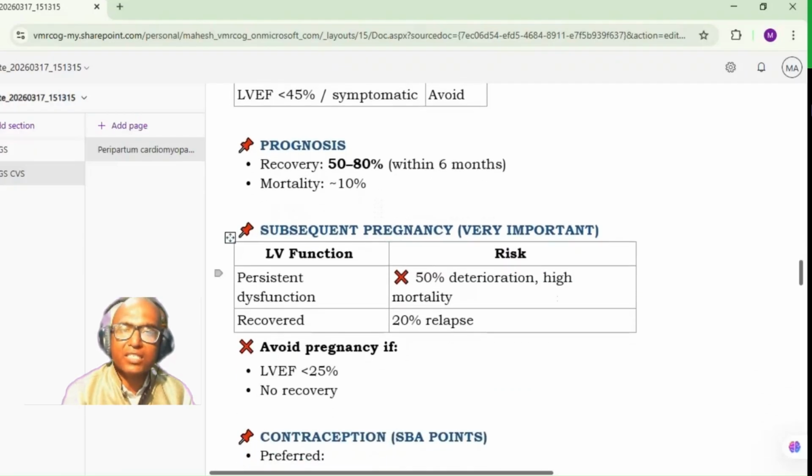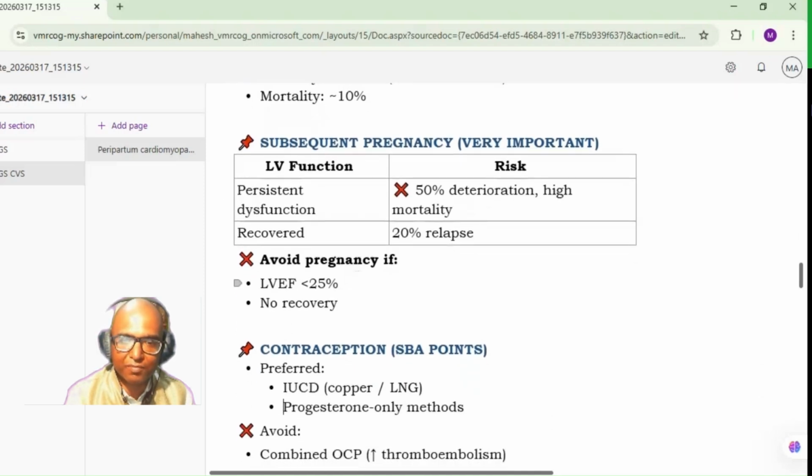In subsequent pregnancy, if there is persistent dysfunction, then the pregnancy is contraindicated. There is a 50% deterioration and a high mortality if there is persistent dysfunction. If left ventricular function is recovered, then there are 20% chances of relapse. Next pregnancy is to be avoided if left ventricular ejection fraction is less than 25% and there is no recovery.